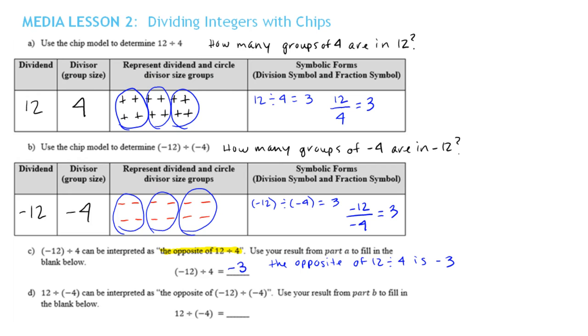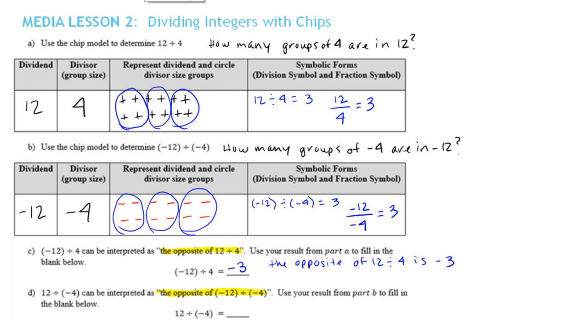Similarly, in the next problem, this asks us how many groups of negative 4 are in 12. Well, let's think of it as the opposite of negative 12 divided by negative 4. So notice I changed the sign of 12 to a negative and took the opposite. So remember, doing that twice gives us our original result. So the opposite of negative 12 is 12. So these two are equivalent.